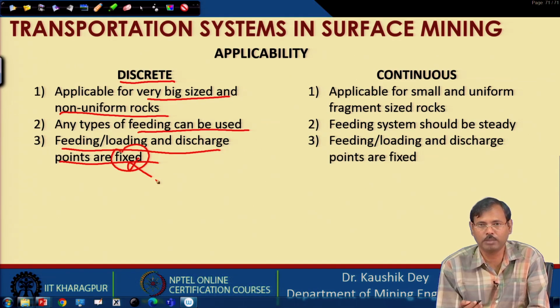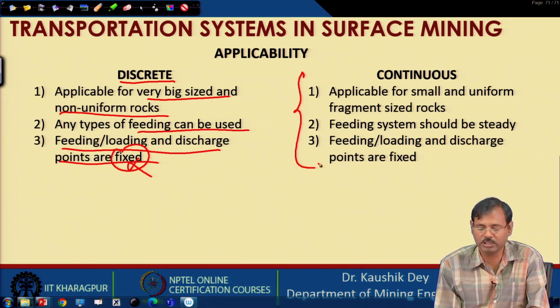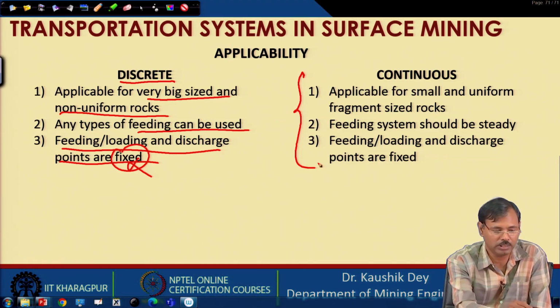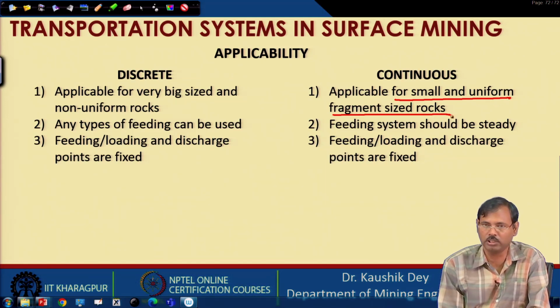The moment one dumper is addressing shovel number 1, if it is instructed next time to address shovel number 2, it can go for that immediately. But that much flexibility is not available with the continuous excavation system. So, applicability is different in the continuous excavation system. These are applicable to small and uniformly distributed size of fragments only.